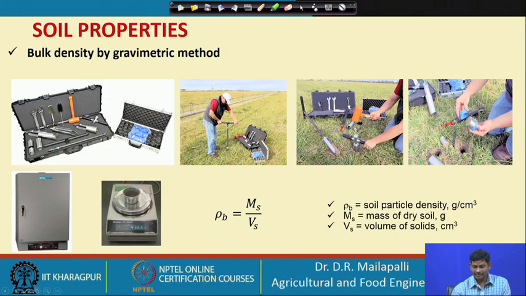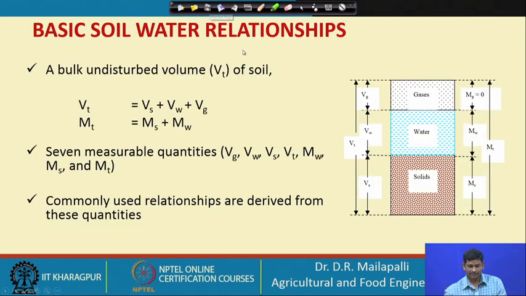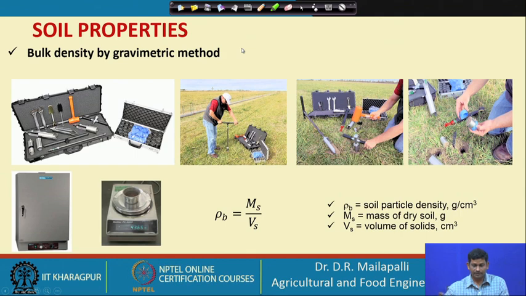Yeah. So, the next is how to estimate some of the properties. Here I am going to show what a bulk density is. This is bulk density, and we will see how to find the bulk density of a soil. So, what is the bulk density? What is the density? Density is mass per unit volume.